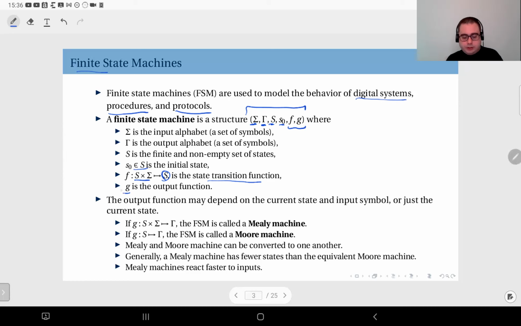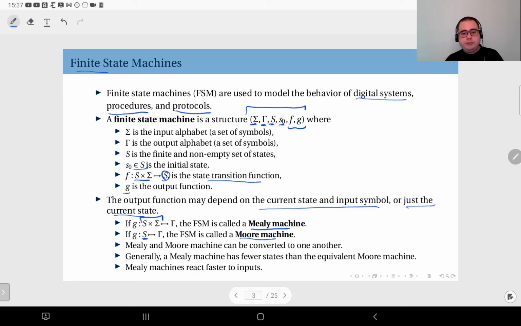And finally, g is the output function. The output function may depend on the current state and the input symbol, or it can depend just on the current state. And these two define different types of machines. If the output depends on both the input symbol and the current state, this is called a Mealy machine. And if the output depends only on the current state, regardless of the input symbol, then we call this a Moore machine.